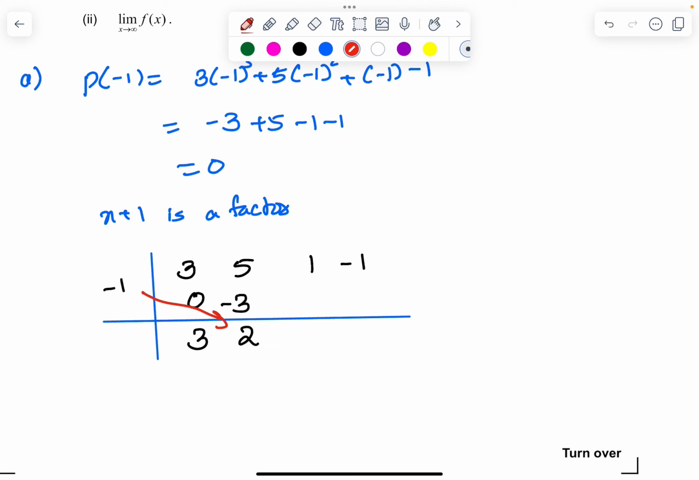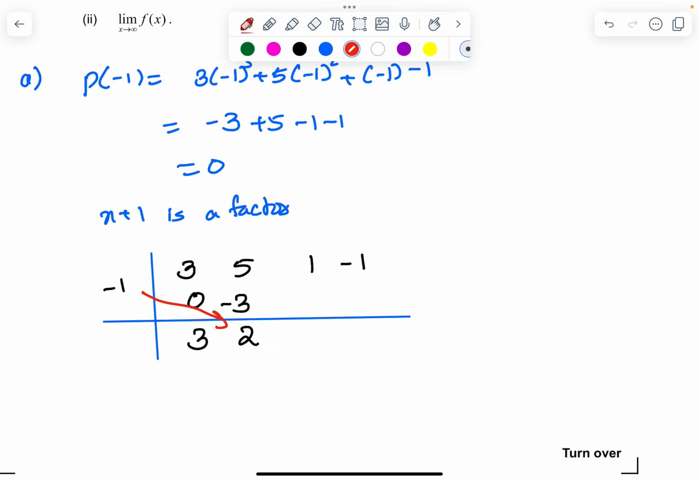So this is x cube, x square, x. So this will become x square, x and a constant. So it will become x plus 1 times 3x square plus 2x minus 1. Now factorize this one, it will again become x plus 1 times 3x minus 1. So I have written it as a product of linear factors.